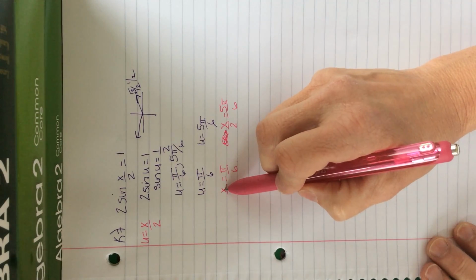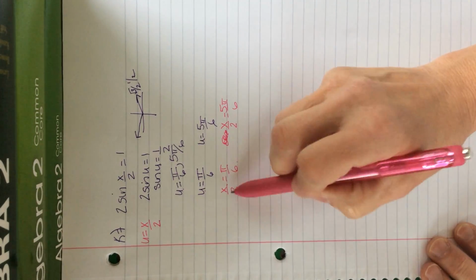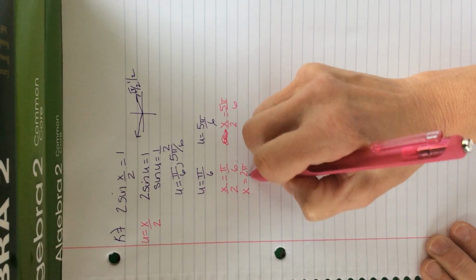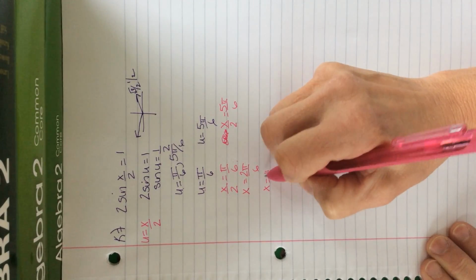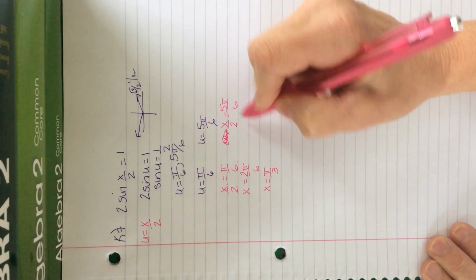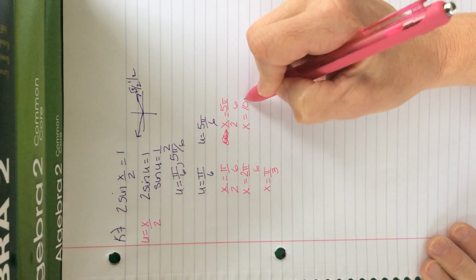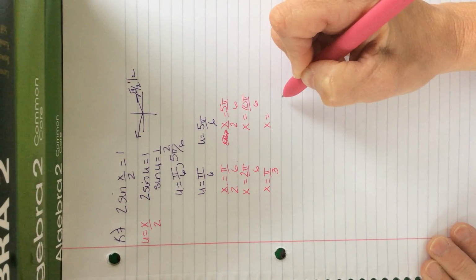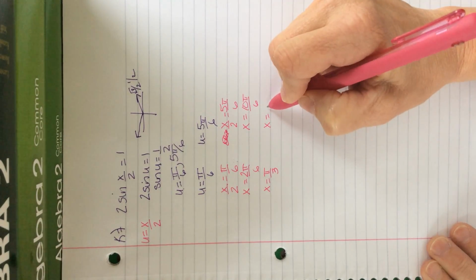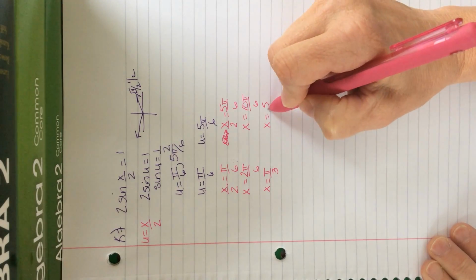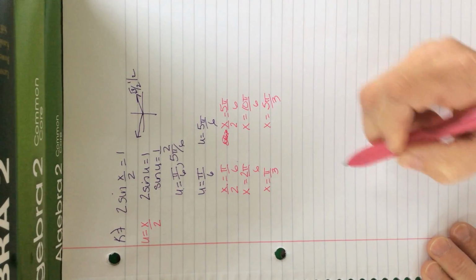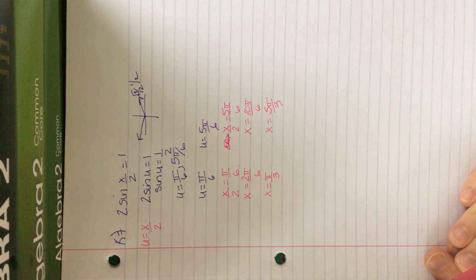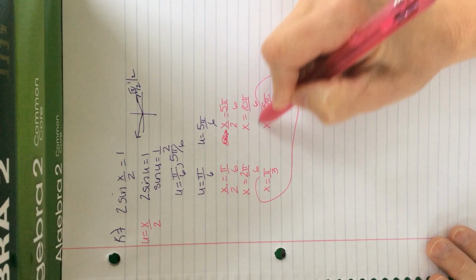So how do I get x by itself? Multiply both sides by 2. I get x equals 2 pi over 6, which reduces to 2 pi over 3. And here x equals 10 pi over 6, which reduces to 5 pi over 3. So x equals pi over 3 and x equals 5 pi over 3. And there are my solutions.